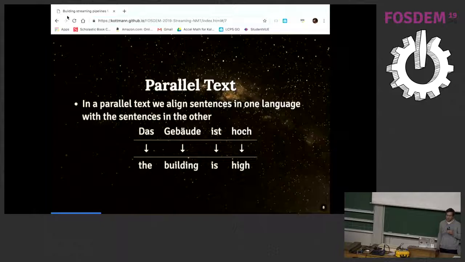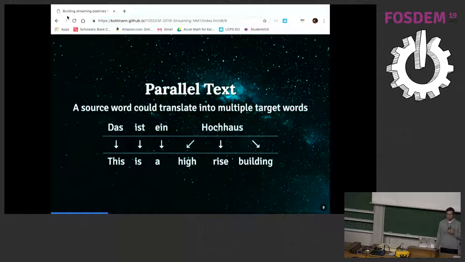But there are more complicated cases. For example, this one, das ist ein Hochhaus. Here, Hochhaus would translate to three words in the target language. My model would need to deal with this problem because the sequence length is now not the same anymore, so I have more words in the output. Also, in other cases, I can have swaps, so maybe I have to translate one word and then it would appear at the beginning of the sentence or somewhere else that wasn't in the original sentence.